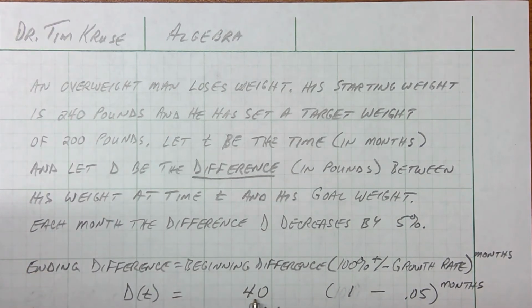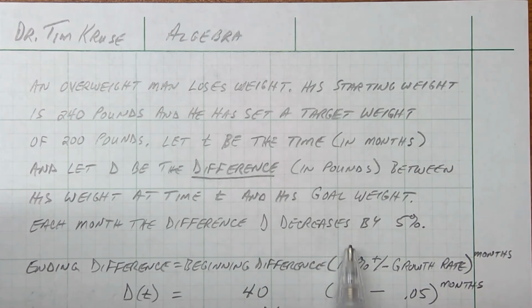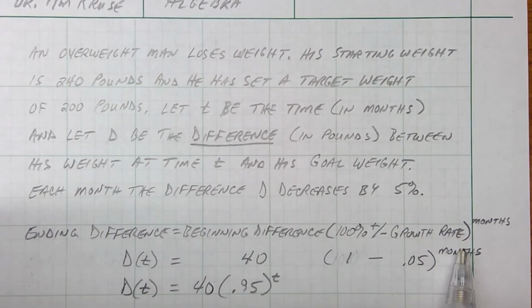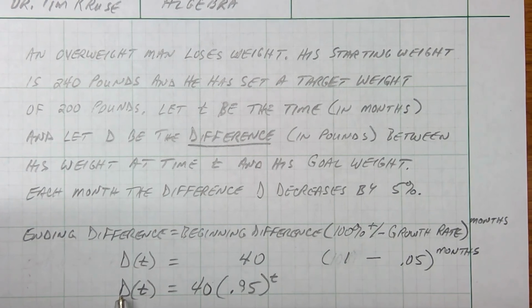He was 40 pounds overweight. Times 100%, that's 1, minus, because we're decreasing. How much are we decreasing? 5%, that's 0.05, raised to the number of months. So here it is all cleaned up. The difference in terms of how many months have gone by is his starting difference of 40 pounds times 0.95, 1 minus 0.05, raised to the t. Remember, this letter in the parentheses is your exponent.